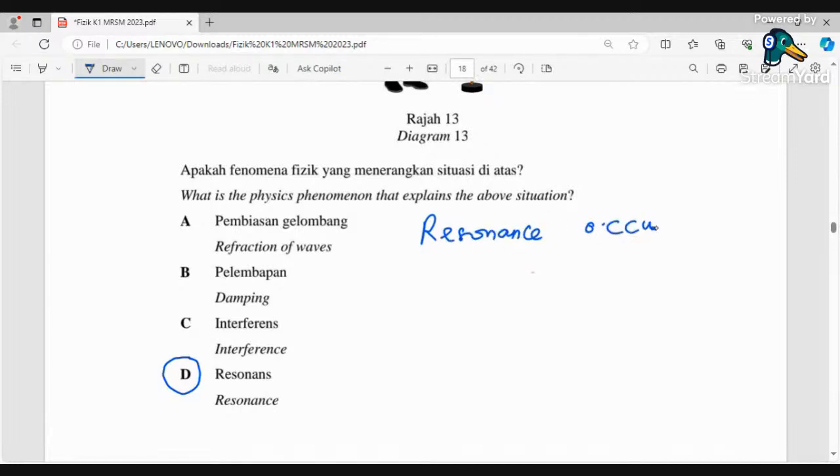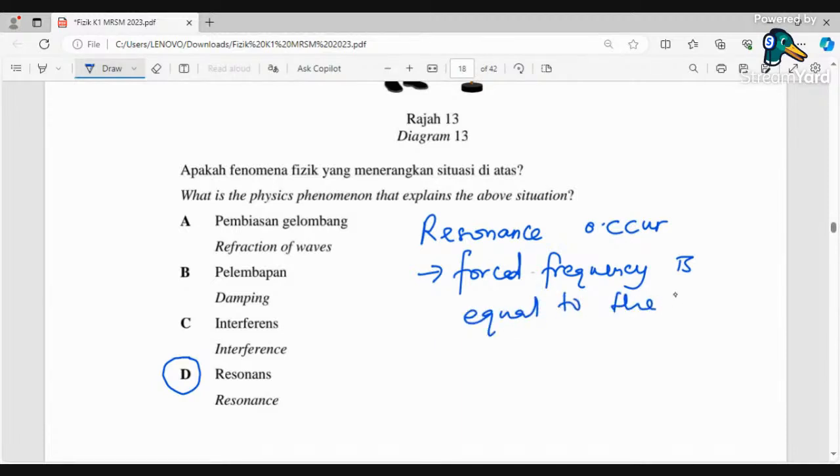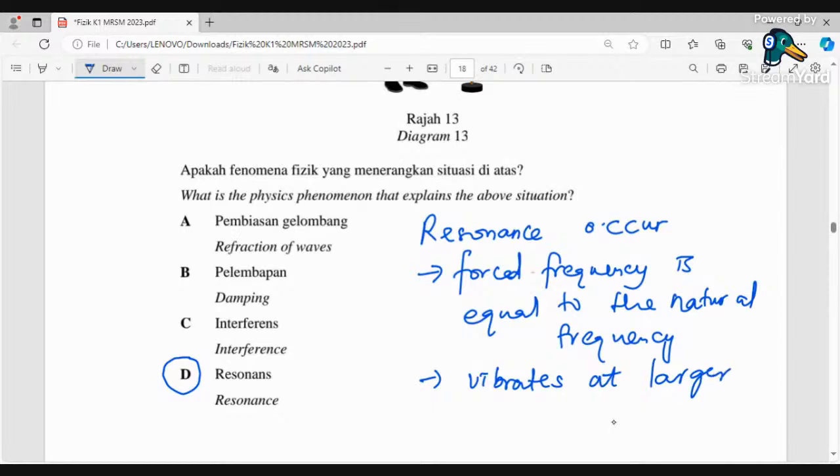Resonance occur when force frequency is equal to the natural frequency of the system. So when this happens, what happens to the system? Vibrates or oscillates at larger amplitude. Okay, so ini adalah konsep resonance.